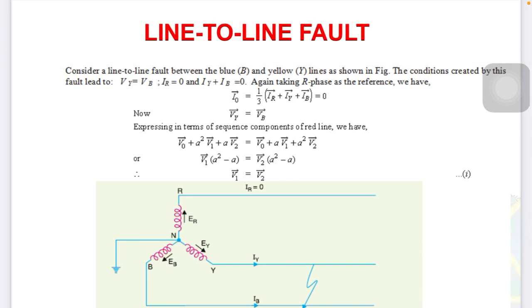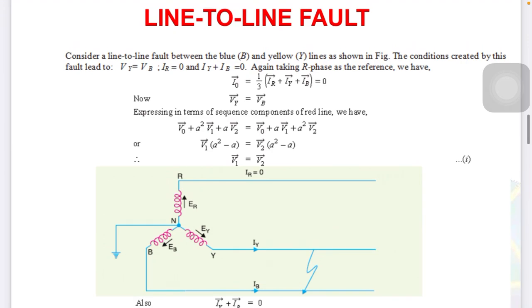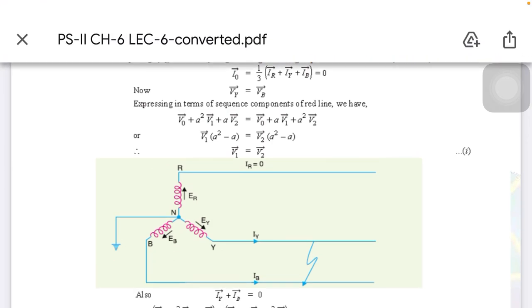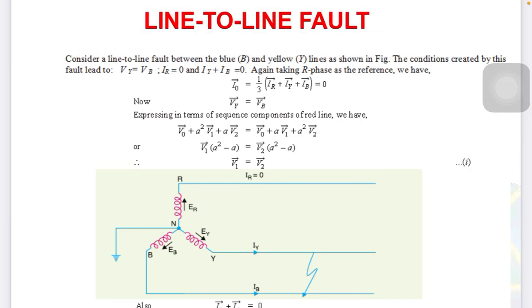In the line to line fault, for example, I am considering one figure. We have a three-phase supply, so there is the option to connect it star to star or star to delta, so star and delta are both options for us. I am considering one winding, one supply, having three phases: R phase, Y phase, and B phase, and here is the neutral.